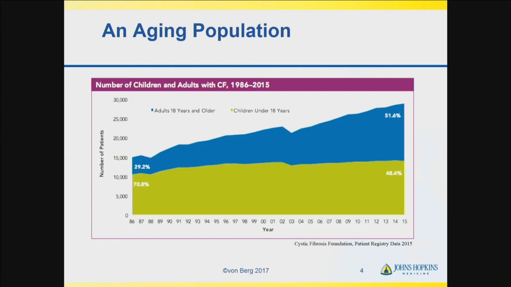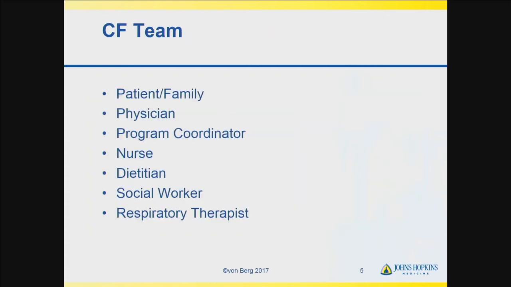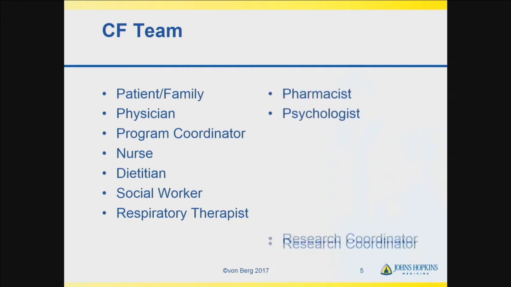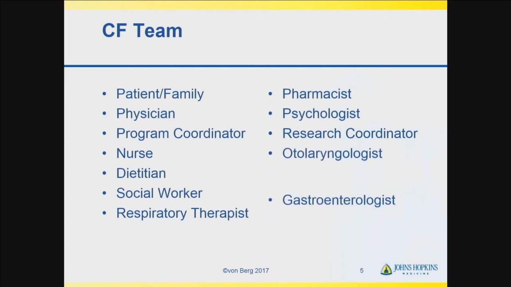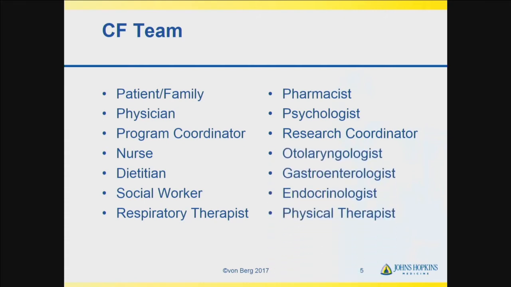And you can see as time goes on, that adult population has really grown, and it's continuing to go up and up. So it's super exciting that more than half of the population with CF is now living into adulthood. And what this means is that our team has grown also. We have our core team members, with patient and family being first, the physician, the rest of the core team. But the team has grown, and most teams will now include a pharmacist, a psychologist, a research coordinator. You have your ENT doctors, your endocrinologist, and physical therapists.